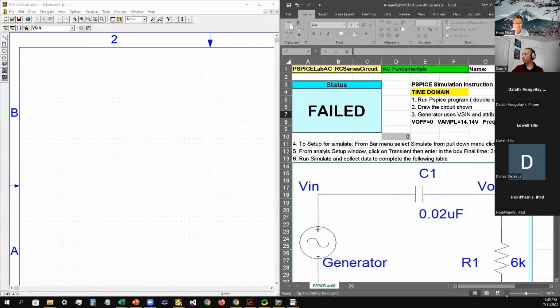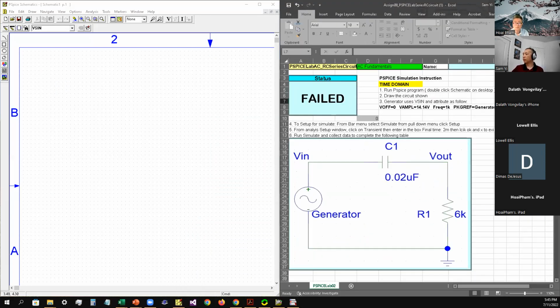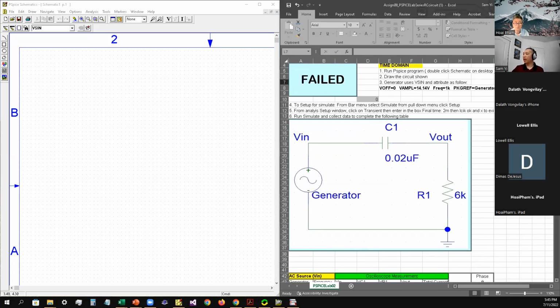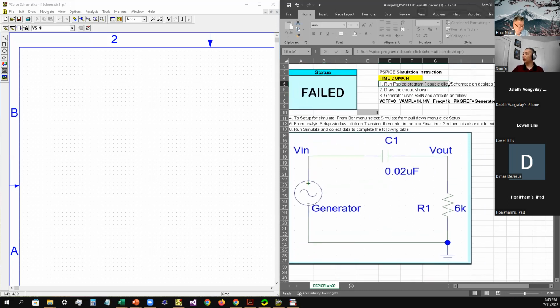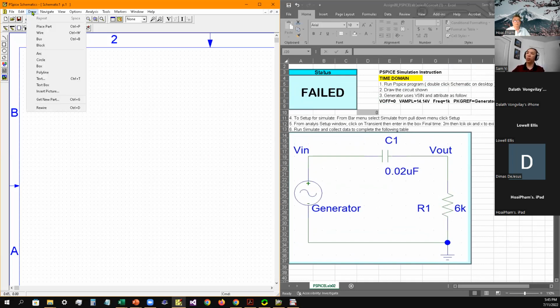Okay, so assignment number 8. We just have to follow all the instructions here. First thing you want to do is get all these basic components. You've got a generator, a capacitor, a resistor, and a ground. In order to do that, go up to the top menu, to the draw menu, click on it once, scroll down to Get New Parts, and click on it.